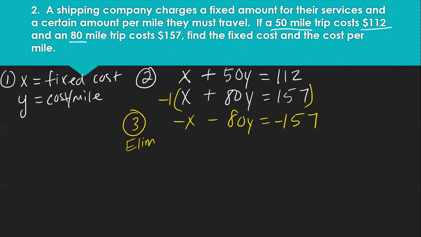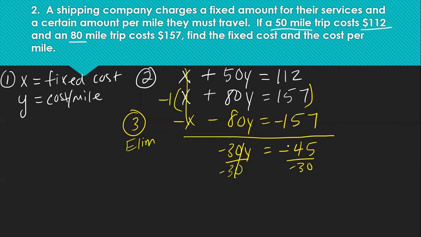So now this allows for my x's to do what? Cancel out. And when I add together, I'm left with 50 minus 80, which is -30. And 112 minus 157 is negative what? Negative 45. Okay, so then I keep dividing. Divide by -30. A negative divided by a negative is a positive. So what is 45 divided by 30? 1.50.